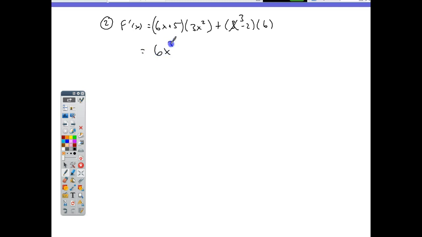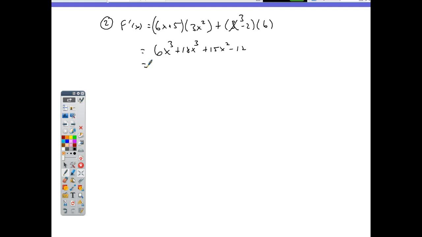So, number 2, f prime of x would be equal to the first one times the derivative of the second one, which is 3x squared, plus the second one times the derivative of the first one. Simplify away, I get 6x to the third plus 18x to the third, plus 15x squared minus 12. Wait, would that be 18x? I did it wrong. 18x to the third.